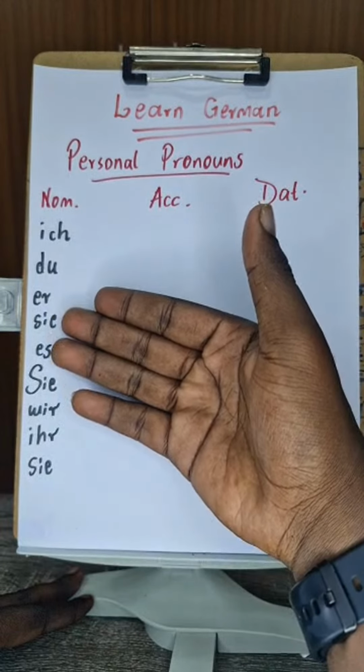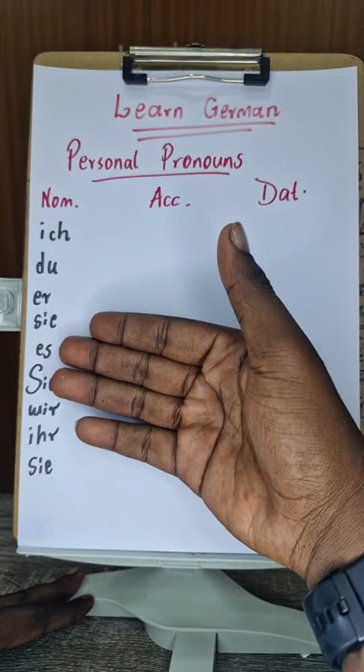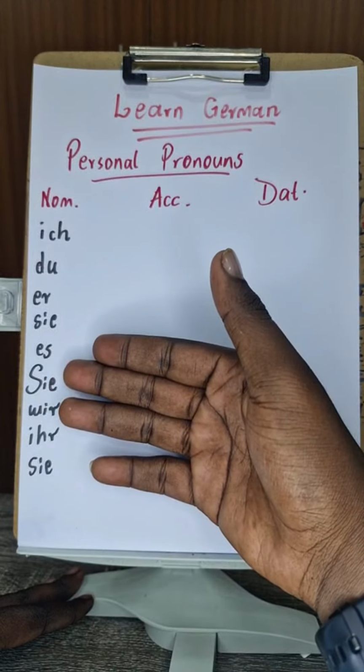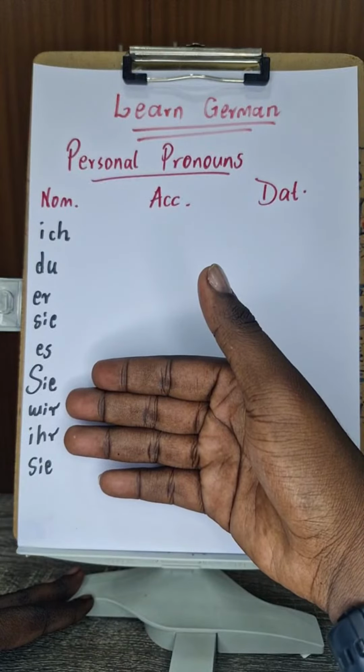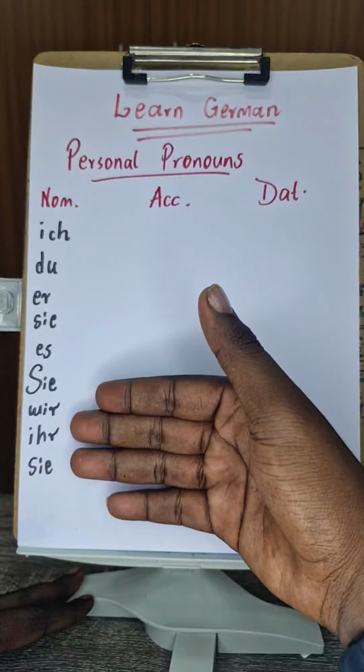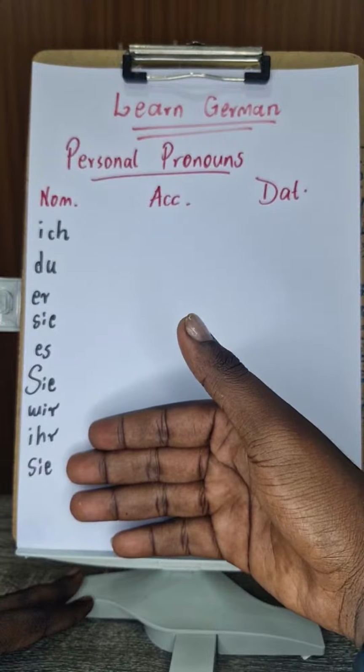Er, which is he; sie, now the she; es, now is it, right? And then there's the Sie, which is now the you, right? Wir, we; er, the you; and then the sie, which is now they, right?